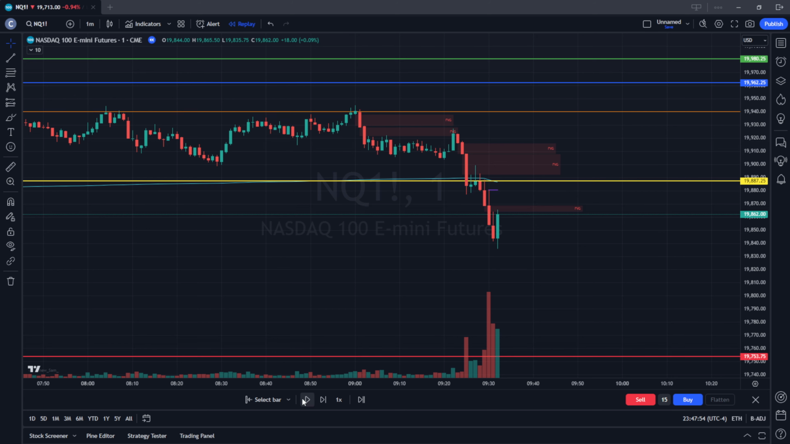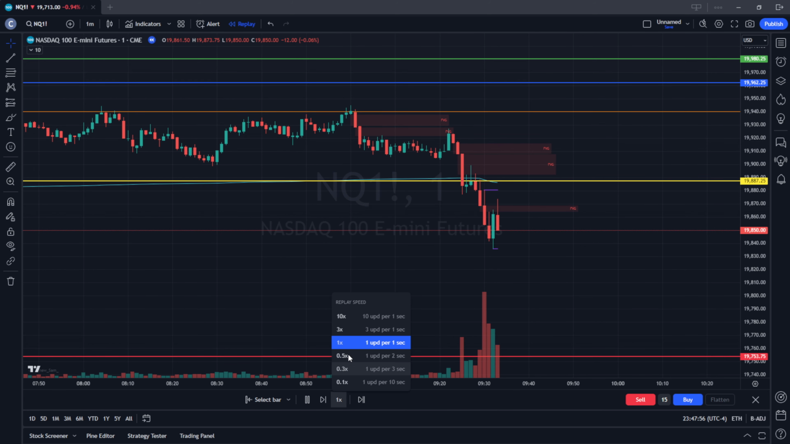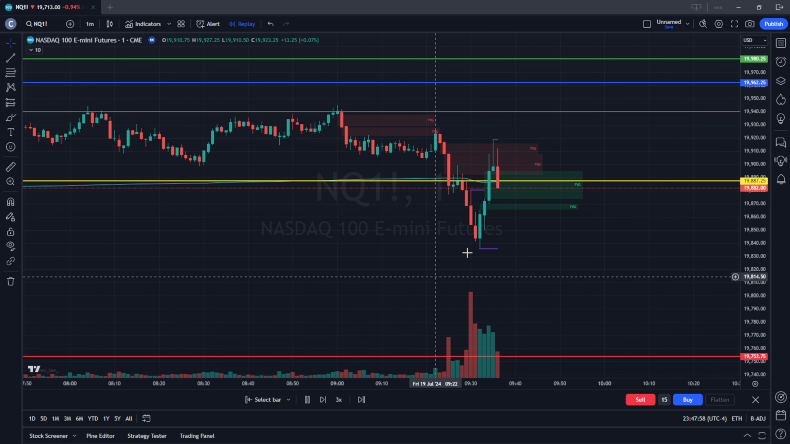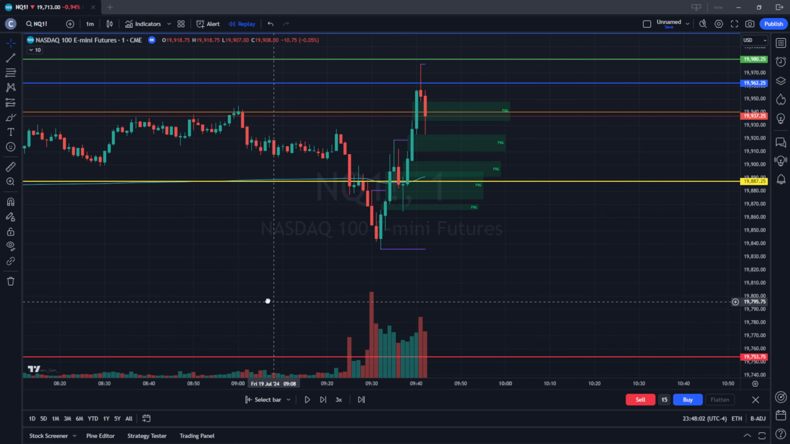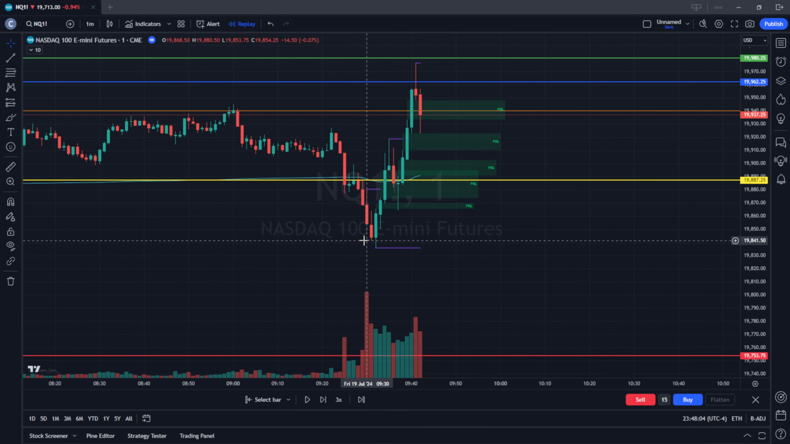So fast forwarding this a little bit. Here at 9:45, we have our opening range being established. The lower bound of the opening range is at 19,835. And the upper bound of the opening range is at 19,976. Those are two levels we want to be paying attention to.